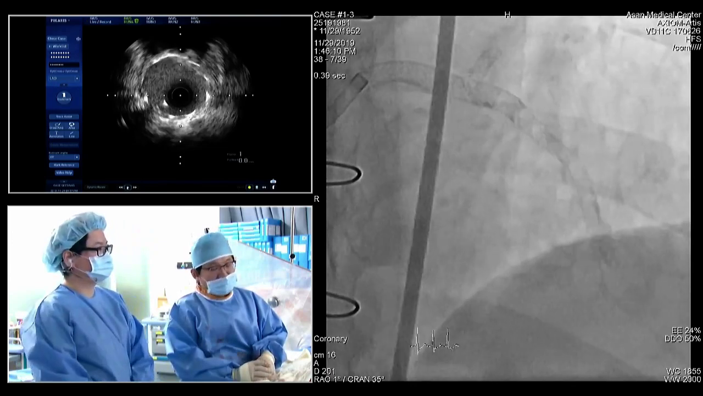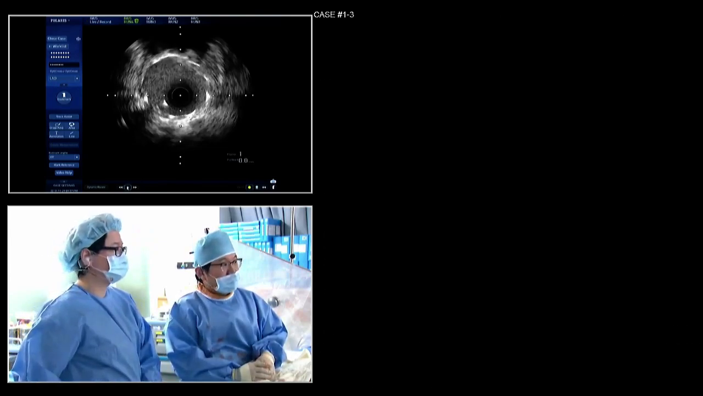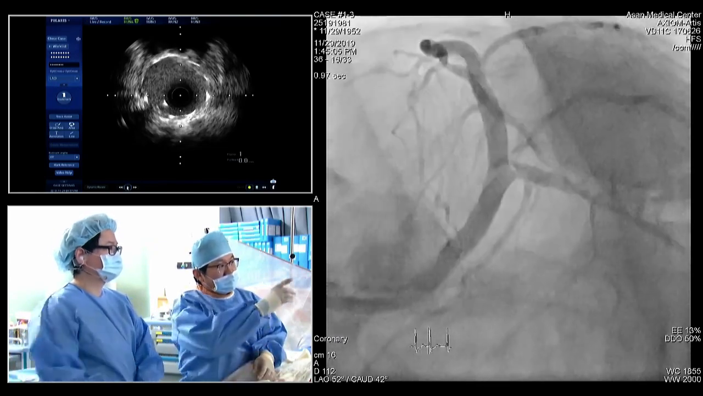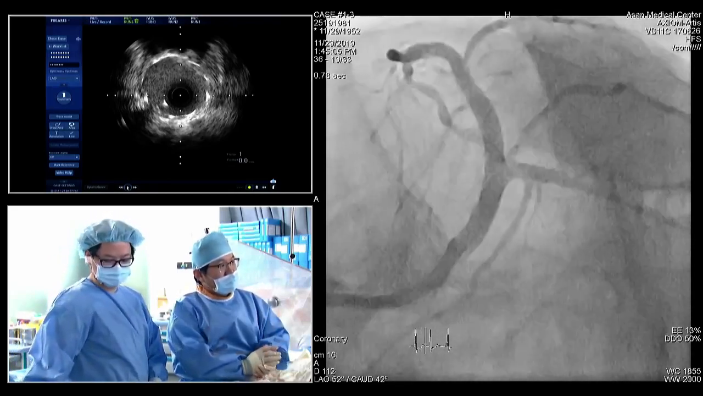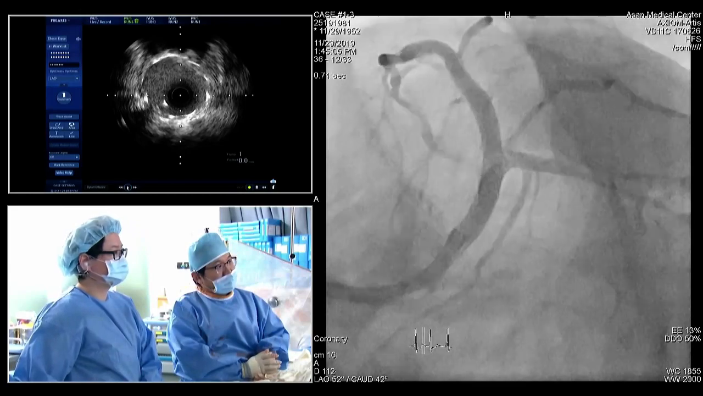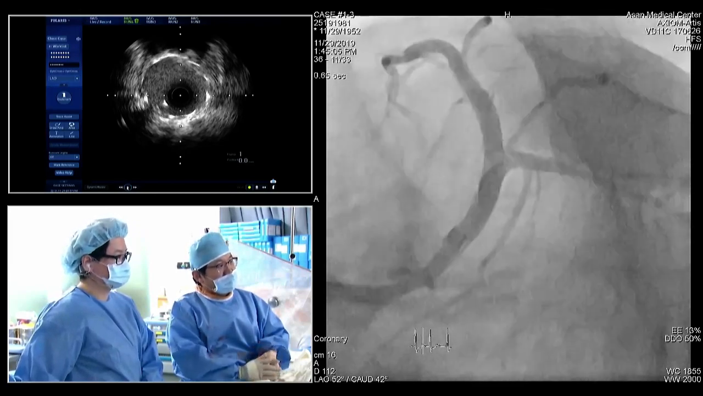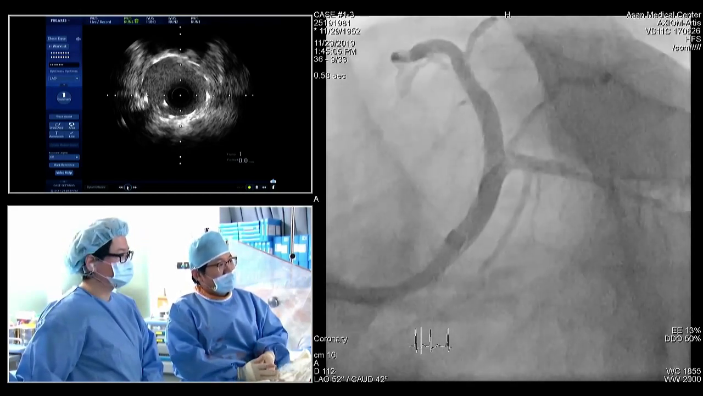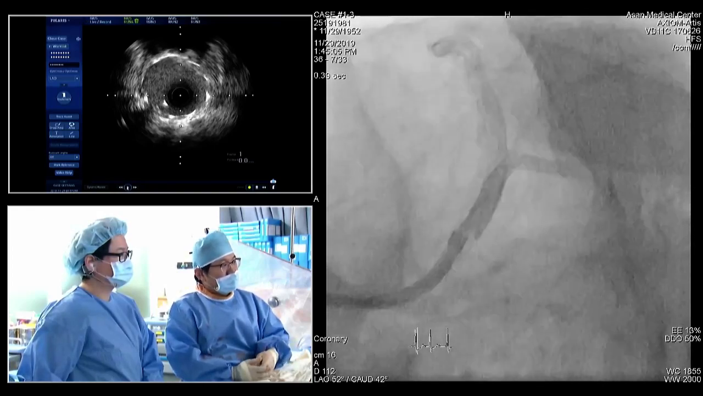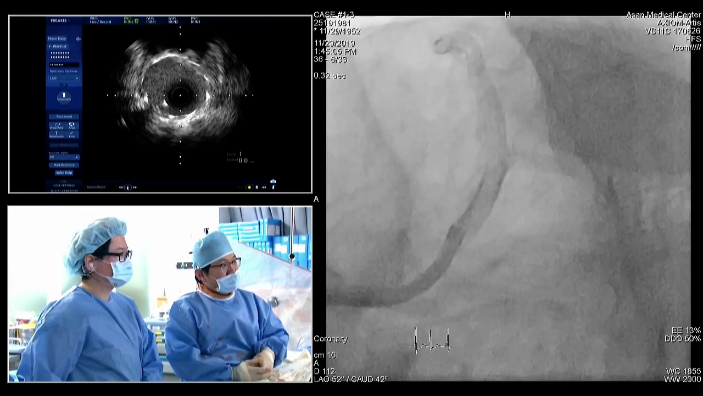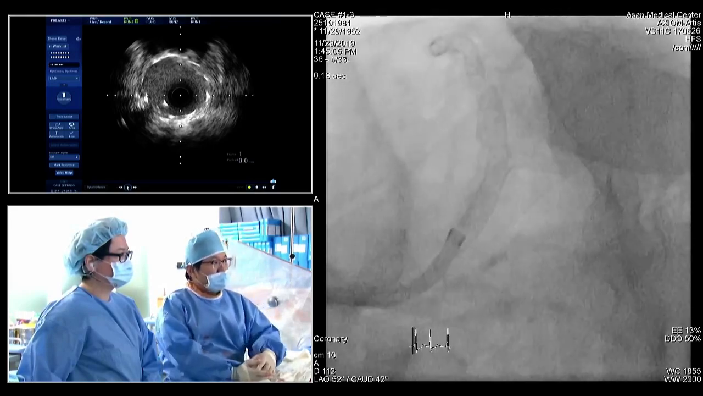Please show us the spider view. There is some haziness between the ramus branch and circumflex ostium. But I think it is due to some dissection and the calcification. So I don't want to do more evaluation or more procedure for the side branch ostium. So I would like to finish my procedure.